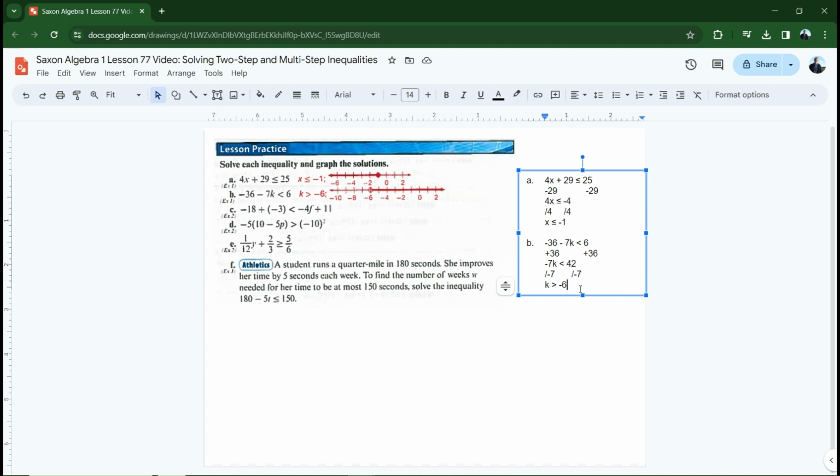All right, let's go on to letter C. We're going to actually move our work down.